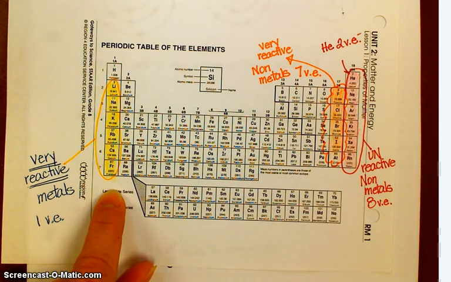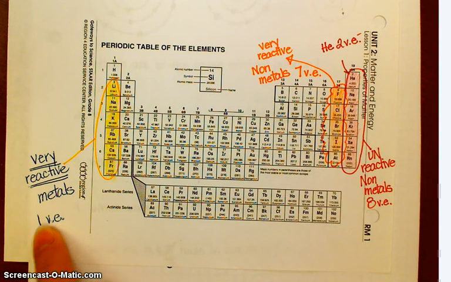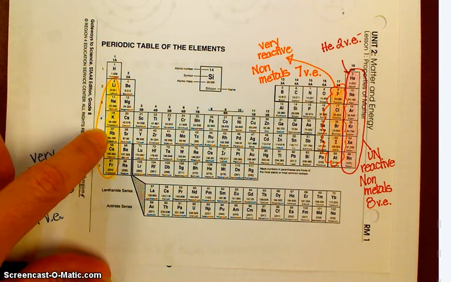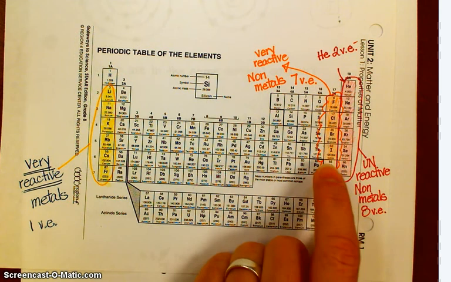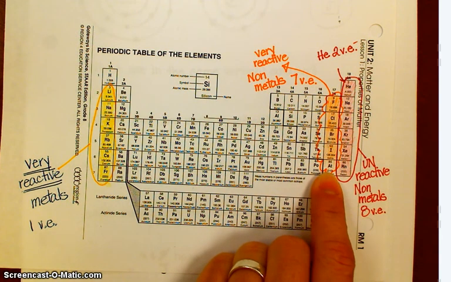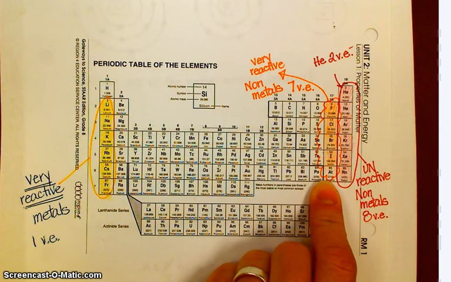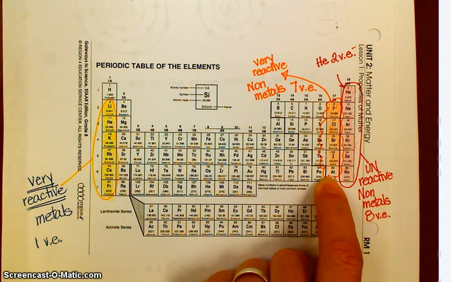Column 1 are your most reactive metals. They have one valence electron. They give those valence electrons away very easily. Sodium, potassium, rubidium. Those are all the things that they put in water that exploded and whatnot when we watched those videos. Over here, fluorine, chlorine, bromine, iodine. Those are your very, very reactive nonmetals. Those are known as your halogens.